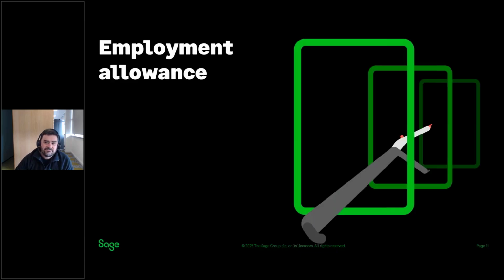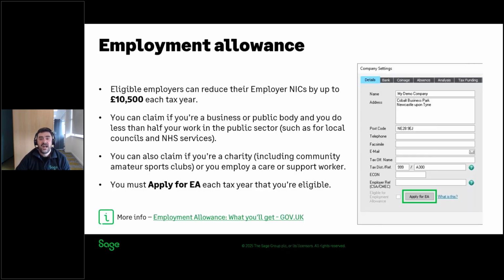Okay, so moving on now, we're going to talk in a bit more detail about employment allowance. So employment allowance is a government initiative which allows eligible employers to reduce the amount of employer national insurance they pay per year. And it's up to an annual amount, which used to be £5,000 per year, but has just recently increased to £10,500 for each tax year.